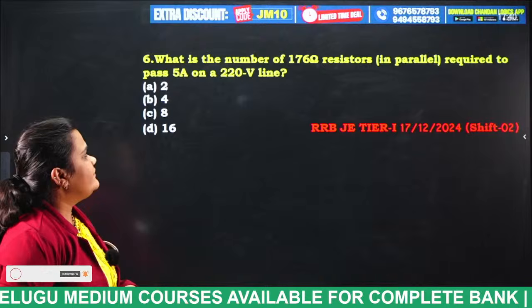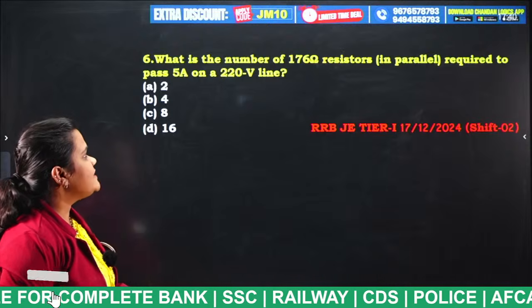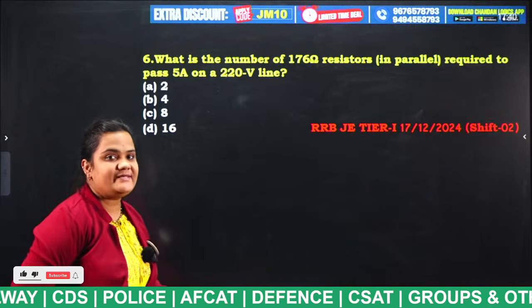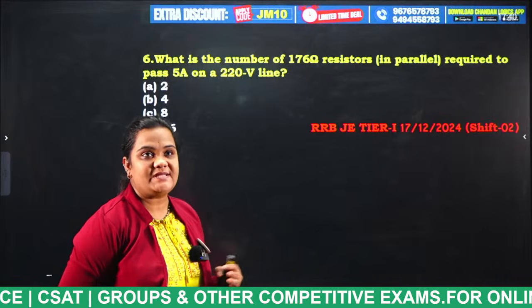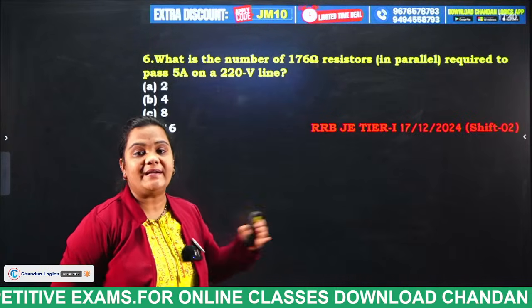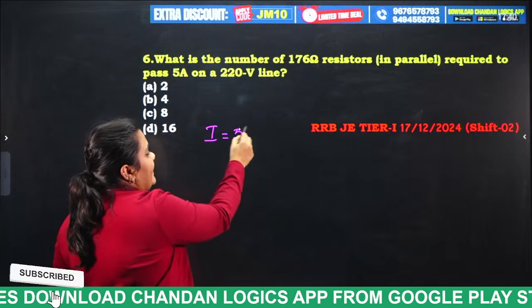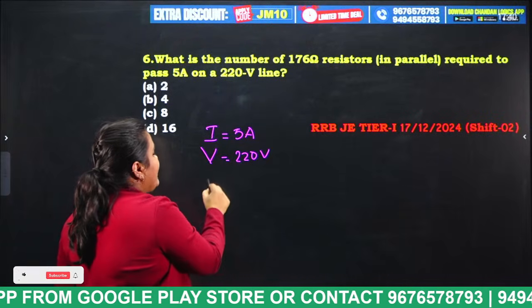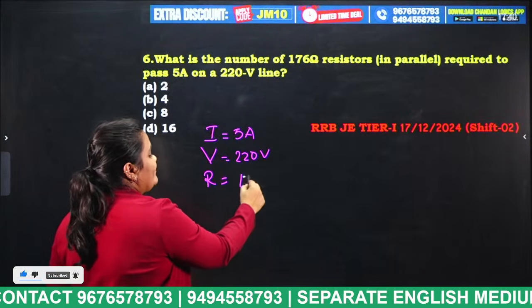What is the number of 176 ohm resistors in parallel required to pass 5 amperes on a 220 volt line? Option A 2, option B 4, option C 8, option D 16. So what are they asking you to find, students? They are asking you to find the number of resistors. They have given the total resistance, and we have to find the equivalent resistance. What are the given values? Current I is equal to 5 amperes, voltage V is equal to 220 volts, and the total resistance is equal to 176 ohms.